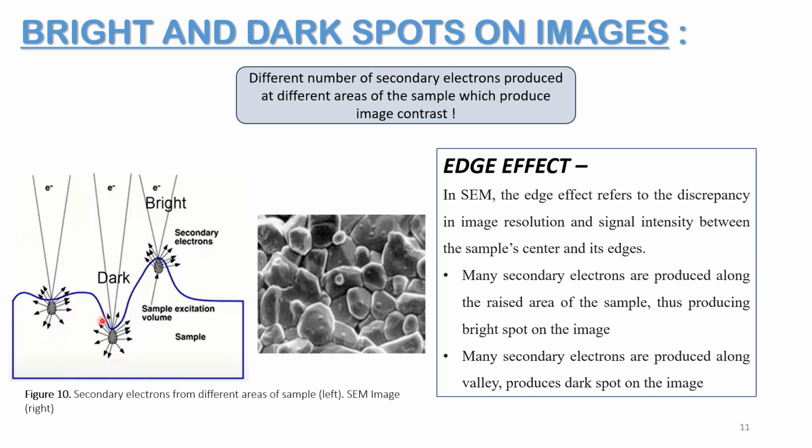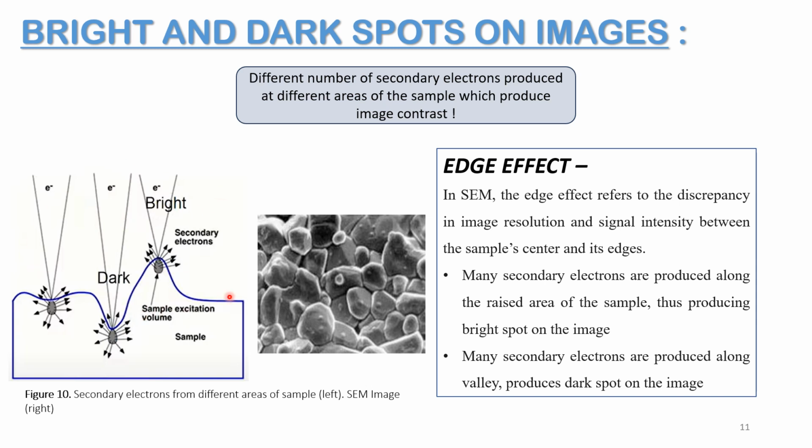However, if we consider this valley area, when the electron beam falls onto it, it is not possible for this area to eject as many secondary electrons as the raised area, because the secondary electrons which are ejected will have to cross so many hurdles to reach the detector. This makes the number of secondary electrons detected lesser, and hence it will give the dark spot. So this is how the bright and dark image contrast of the SEM images is made.